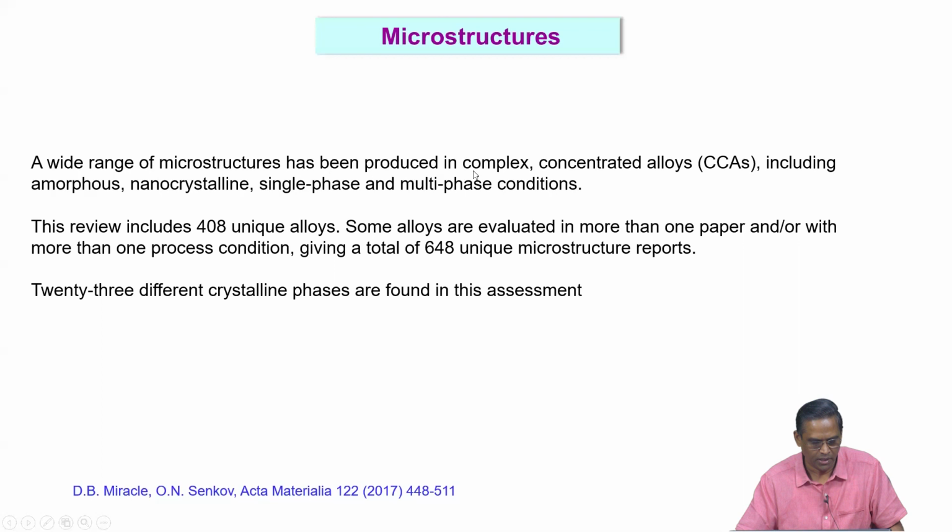This particular review, what I have given here by Miracle, they have collected information from 408 unique alloys, and some alloys are evaluated in more than one paper and more than one process condition, giving a total of 648 unique microstructure reports so far. This gives some kind of statistics. What are the possibilities? We are talking about multiple alloys, and everybody is today working on high entropy alloys. So far it is 648 unique microstructures.